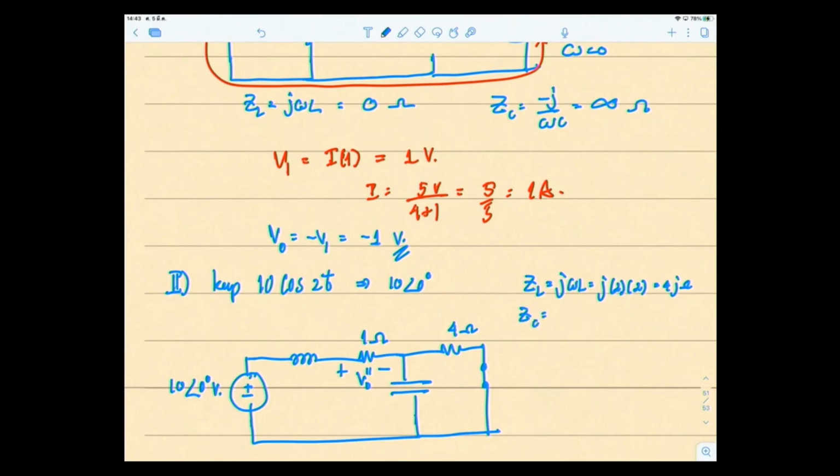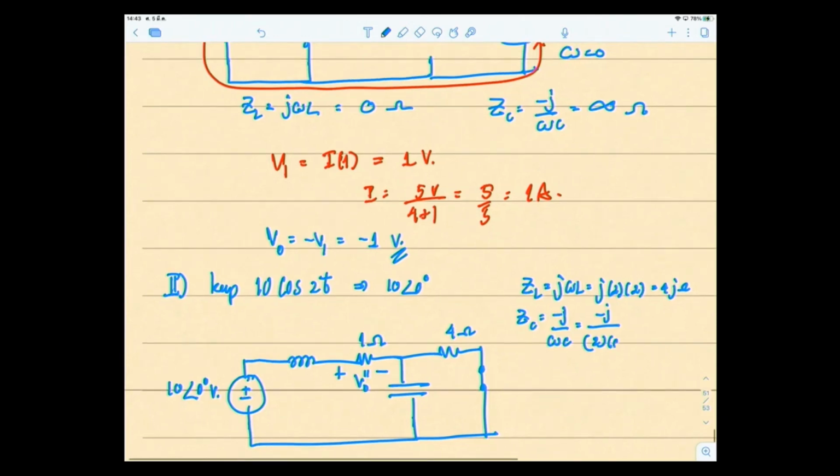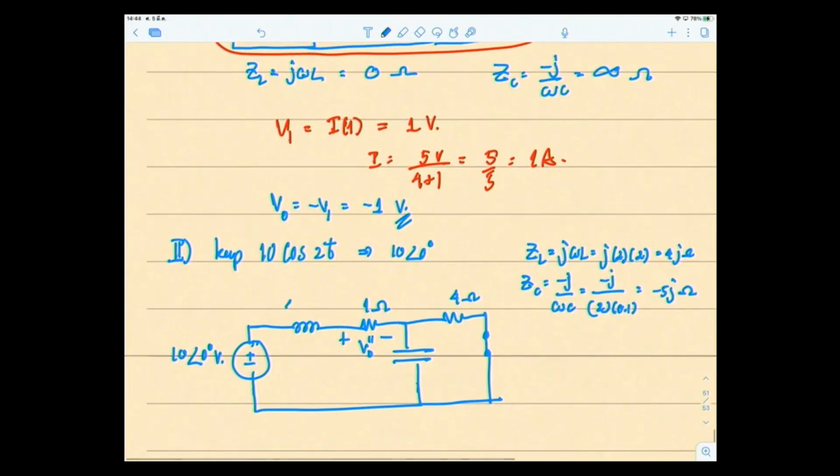ZC is equal to minus j over omega C. So it's equal to minus j over, omega is 2, and the capacitor value was 0.1 farad. So the answer is minus 5j ohms. So this is 4j ohms and this is minus 5j ohms. So this is the circuit you have to analyze.